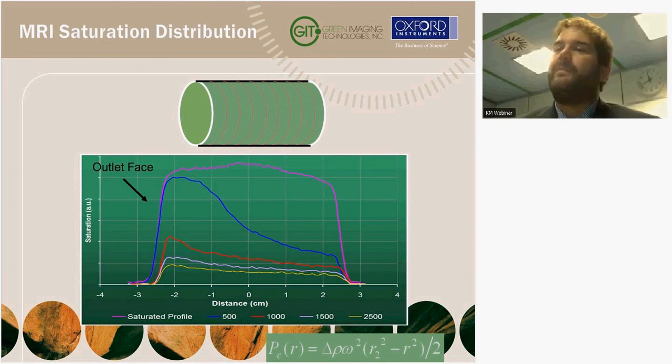What we actually measure, of course, in the NMR machine are these profiles, pink being the fully saturated profile, and then each of these being the saturation profile after each of the centrifuge speeds. And we use the Hassler-Brunner equation to compute the pressure at each of these positions.